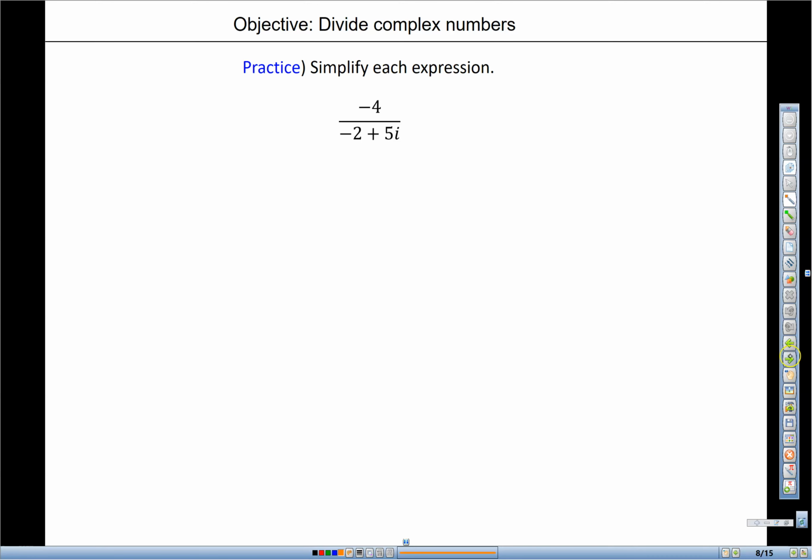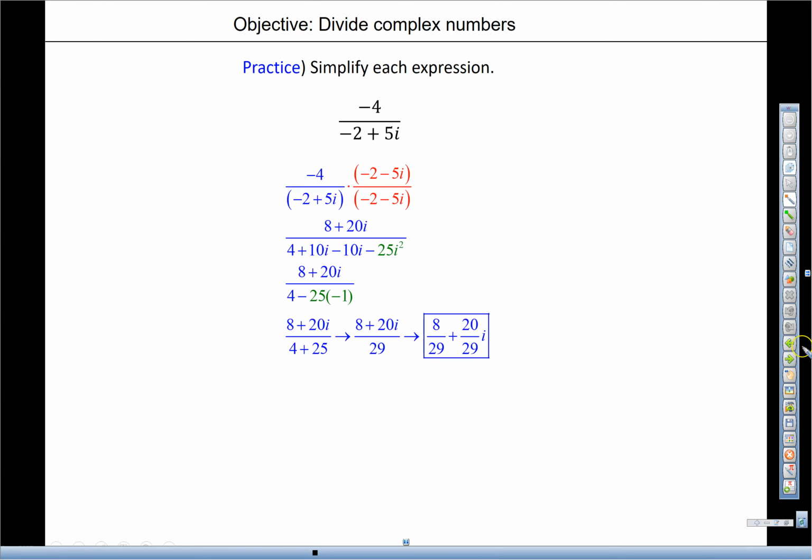Let's take a look at the answer here. So hopefully you came up with this complex number. Here in this particular problem there was no reducing required. 29 is a prime number, so we didn't have any common factors. Take a look at the work if for some reason your numbers are different. All right, let's move on.